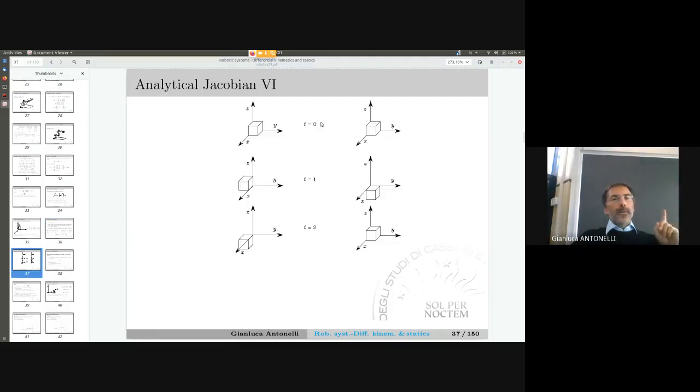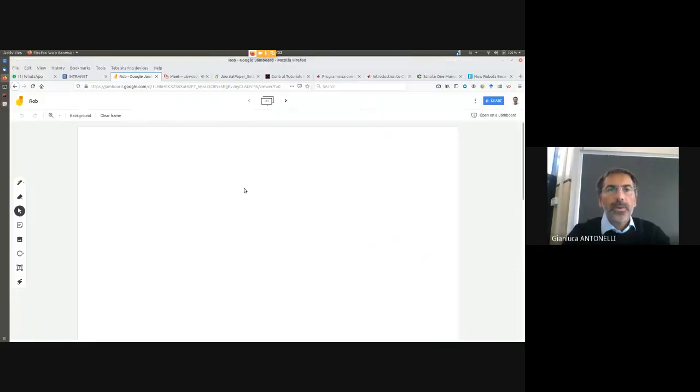At T equals zero, I start my couple of rotations. The first one is a rotation of 90 degrees around X. So if you look at this cube here, now it is rotated 90 degrees around X. One second, I need to upload the file.